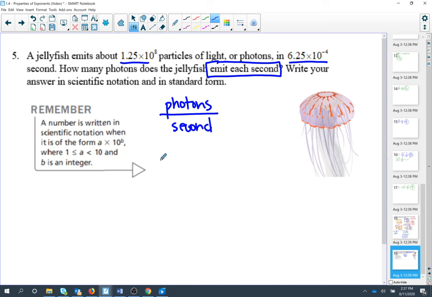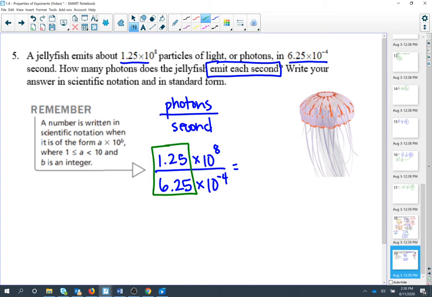So we're first going to start up. We've got 1.25 times 10 to the 8th divided by 6.25 times 10 to the negative 4th. That's going to give us our photons per second. Now, if I actually want to figure out for 1 second, that means you actually have to do this division problem. So get your calculator, you can use your phone, you can use Desmos, just something simple. And we're first going to type in 1.25 divided by 6.25. That's it, just the part that I have in the green box.